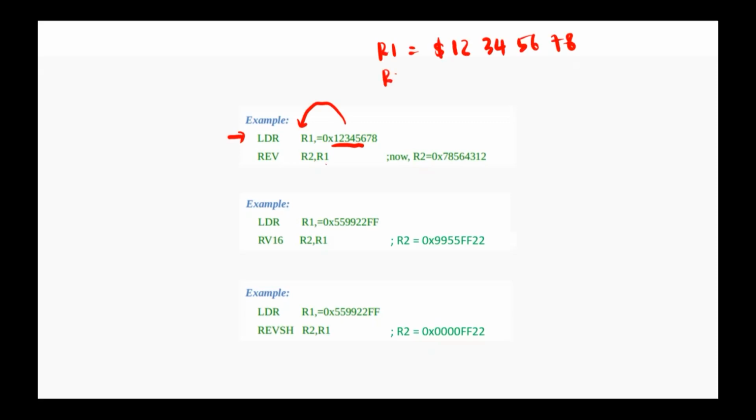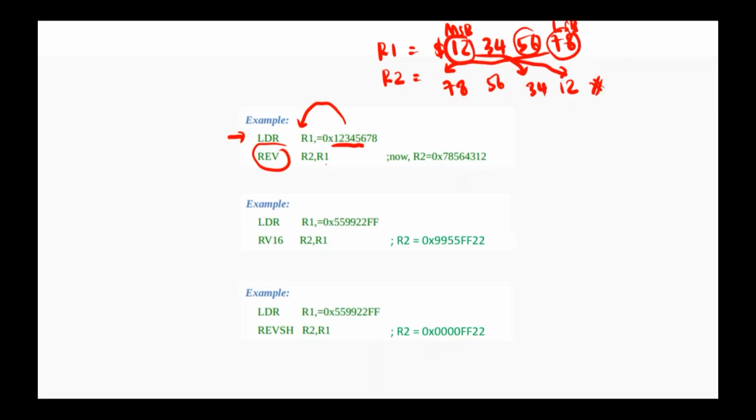So you're going to find out what your R2 is by using the reverse instruction. Since this involves 32 bits, you identify this is your most significant byte, and this is your least significant byte. So this byte here will go to the most significant byte, so they become 78. 56 will go here, 34 will go here, and 12, the most significant byte, will become your least significant byte, 12. So this is the final result.